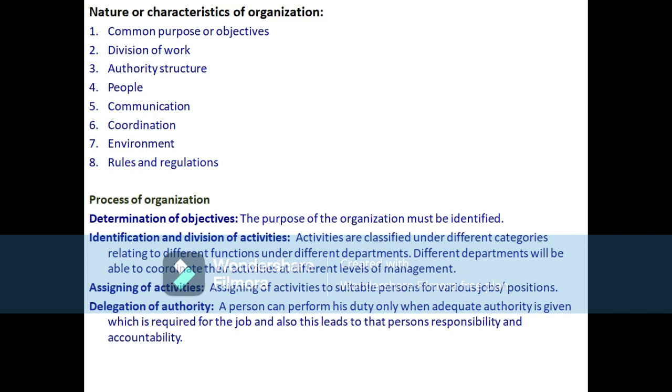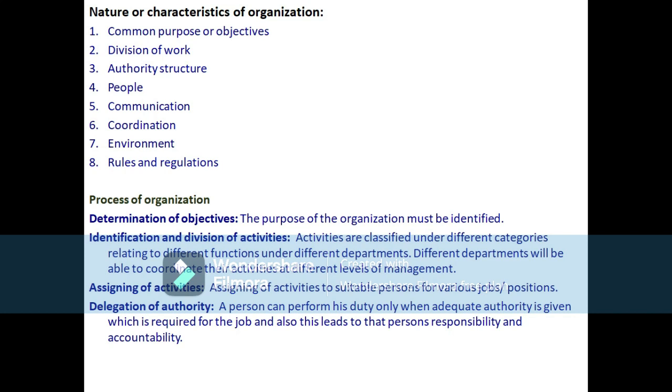Next, coming to the second one, division of work. What does division of work mean? We all have studied the 14 principles of management, and in that we studied division of work. Division of work means the total work of the organization is divided into functions and sub-functions. This is necessary. Why? Because it avoids the waste of time, energy and resources which arises when people have to constantly change from one work to another. It also provides the benefits of specialization.